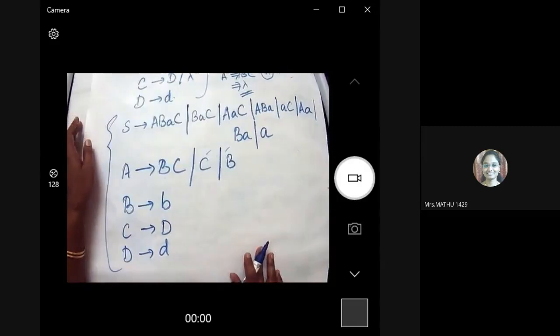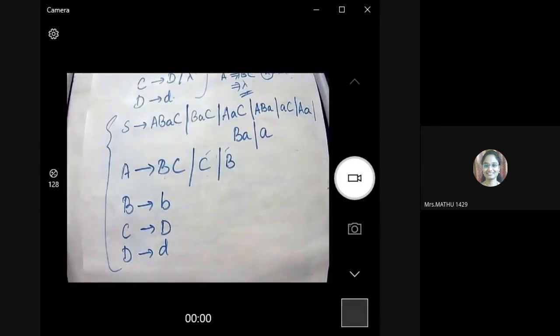Is that clear? Yes or no? I need some response in the chat box. Everyone has to respond, whether you understand it or not. Kindly give some response in the chat box, whether everyone understood this or not.